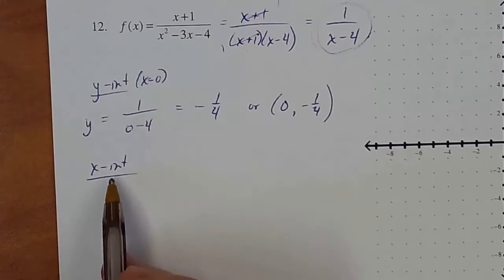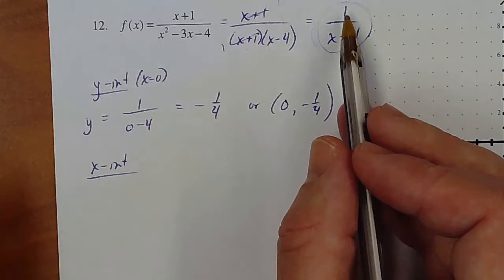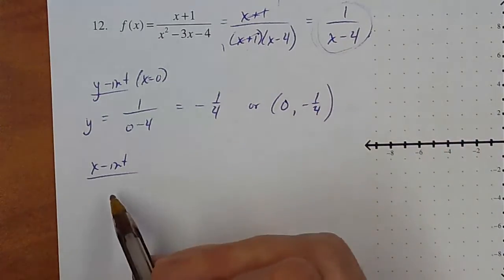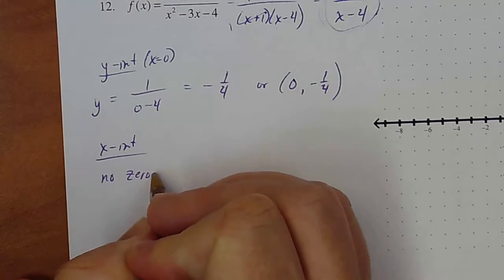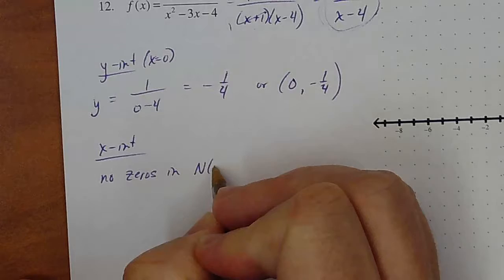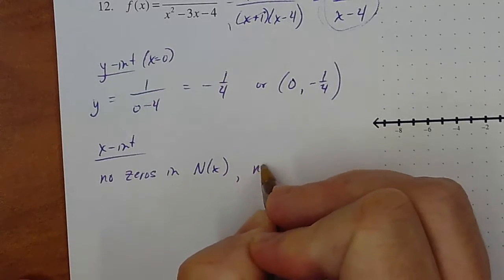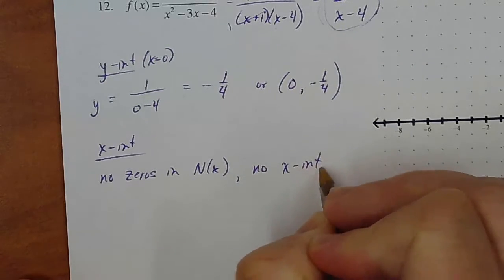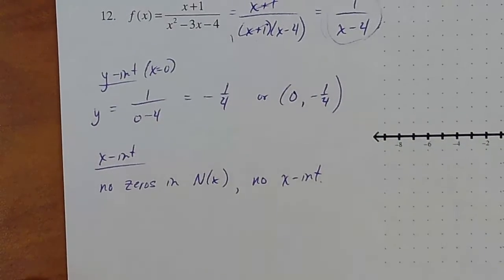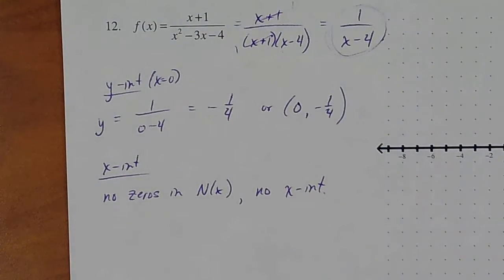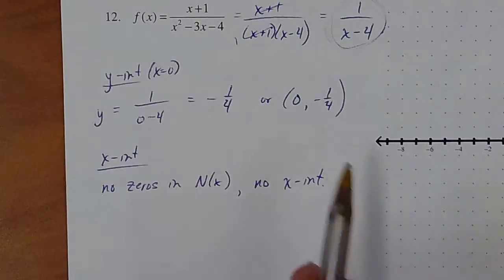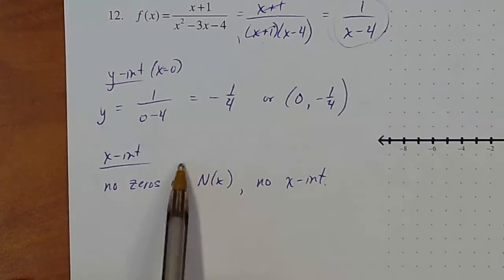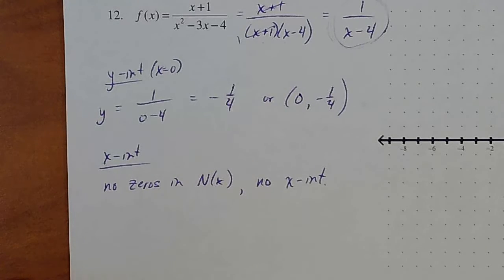Okay. For the x-intercepts, when you just have a number up top, there aren't going to be any zeros. If you tried to set 1 equal to 0 and solved it, you wouldn't have a solution. So there are no zeros in the numerator, n of x. That means there are no x-intercepts. That's how we interpret that. All right, if I compare it to 11, it had an expression up there like negative 3x. So negative 3x set equal to 0, divide by negative 3. In this case, we couldn't do that. All right, let's try this one more time.